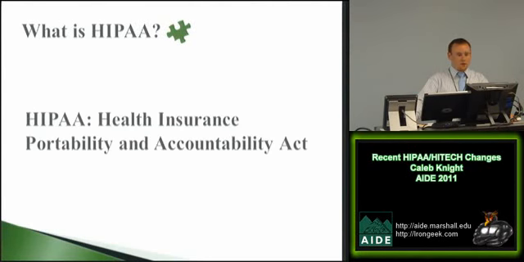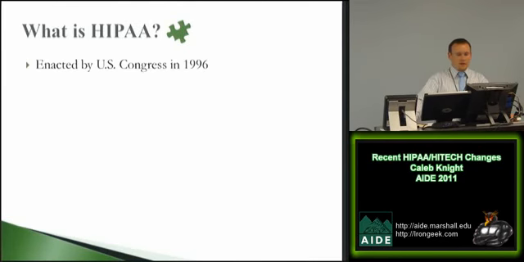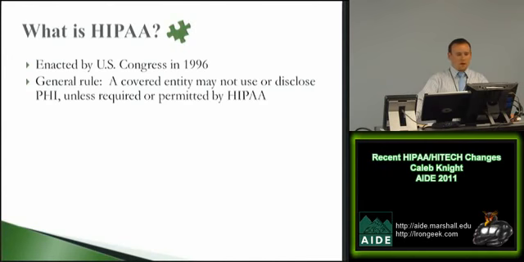So what is HIPAA? HIPAA is the Health Insurance Portability and Accountability Act. It was enacted by Congress in 1996, so it's been around for some time now. And this is the general rule: a covered entity may not use or disclose PHI, or protected health information, unless required or permitted by HIPAA.